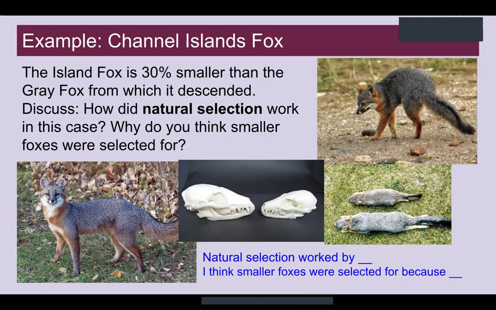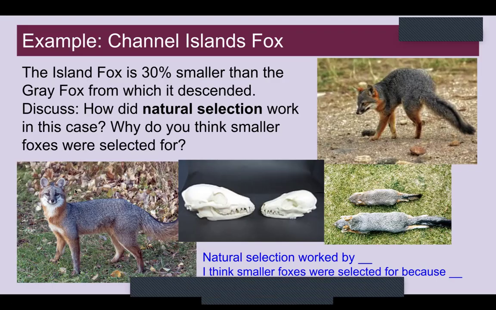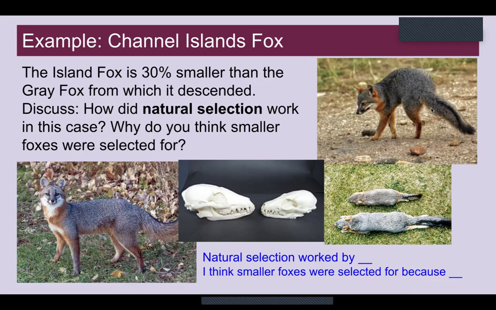coast of Southern California. On the mainland in the United States, we have these foxes called gray foxes, and that's the fox pictured on the left. If you go out to the Channel Islands, like Catalina, those islands just off the coast of Southern California, you're going to find a species called the Channel Islands fox or the island fox. And these foxes obviously descended from this gray fox, but they have evolved to be about 30% smaller than the gray fox. So on the island, there was directional selection towards the smaller side.